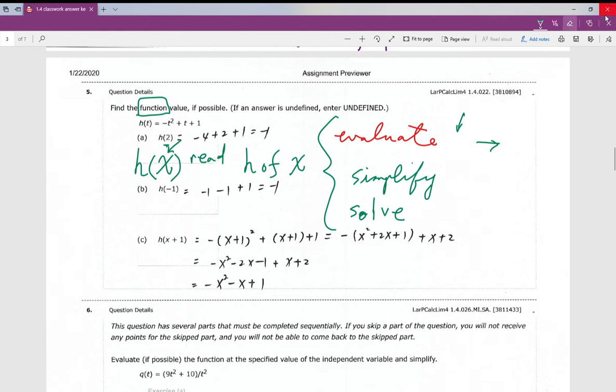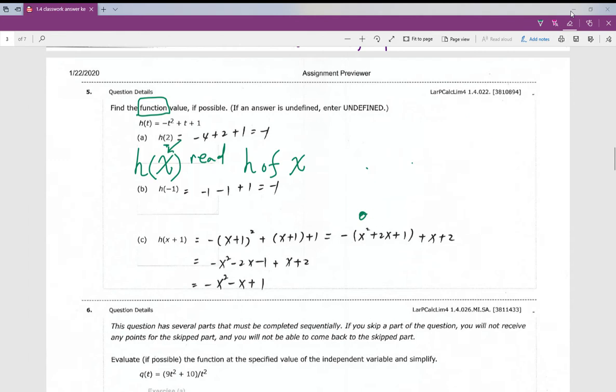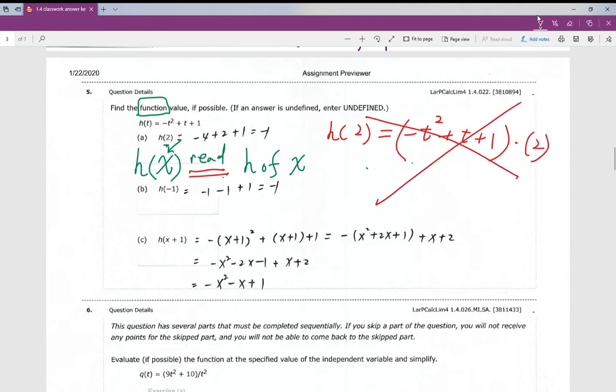Let me erase those. So some students, they made a mistake because they didn't understand the notation. So it's not a mathematical problem. It's a reading problem. Okay. So if you say h of 2 means negative, so you say, oh, this is h, and then multiply with 2. That's a big mistake.